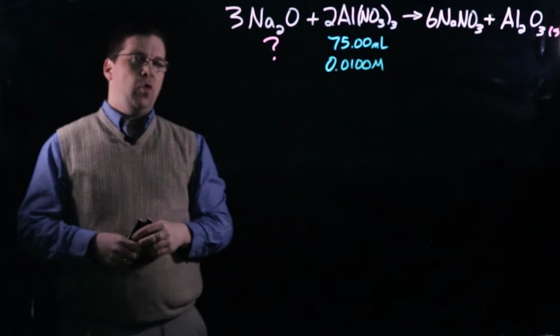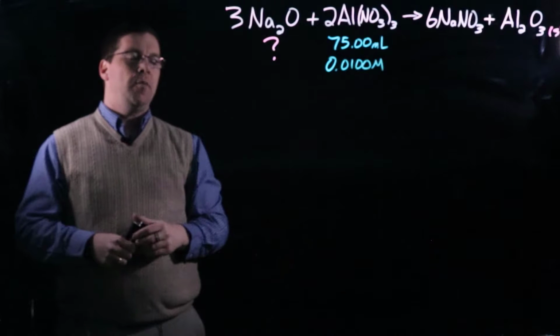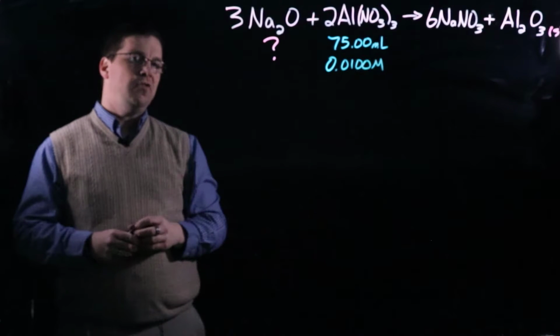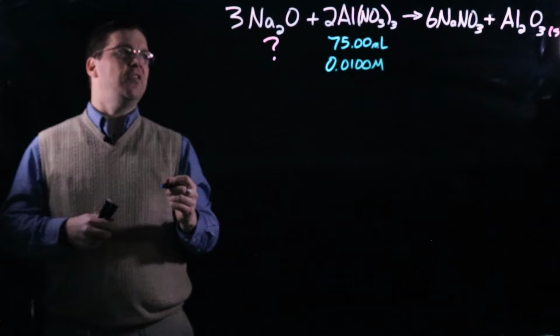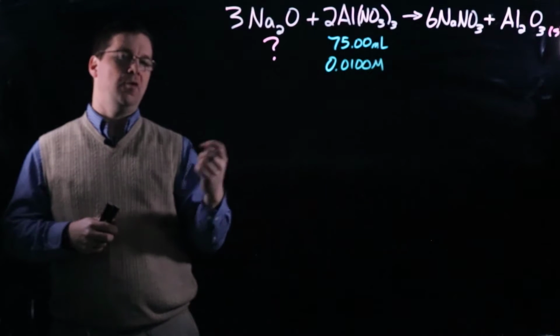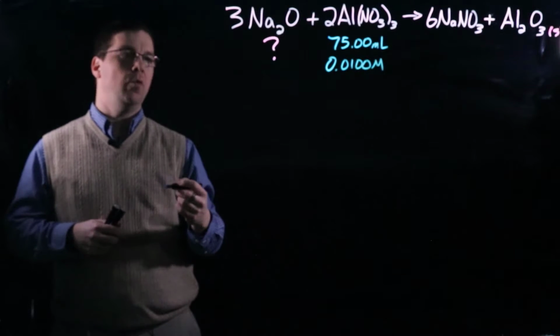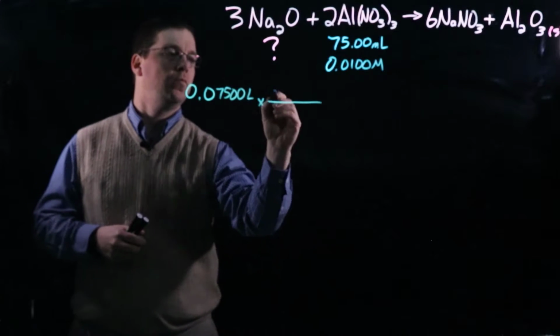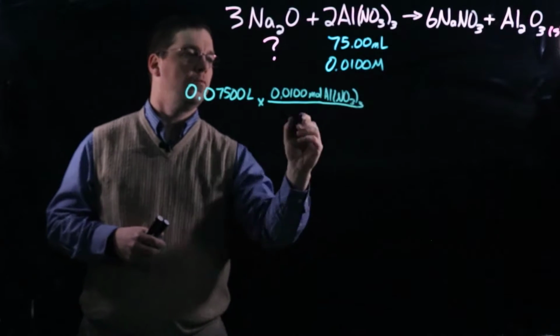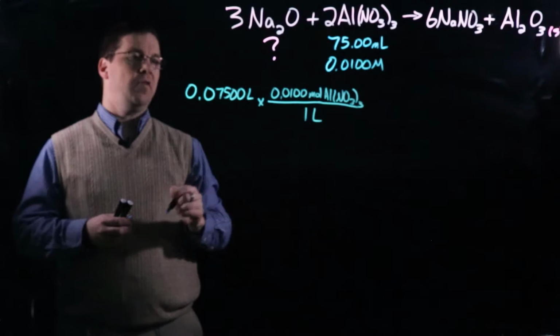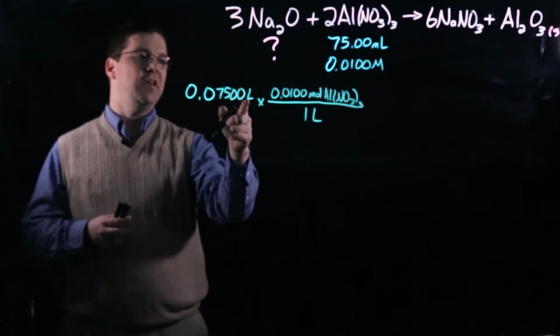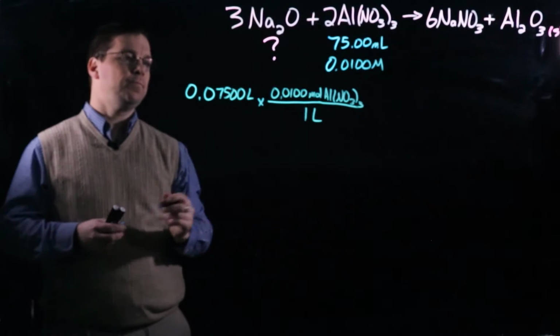So if we're going to answer this question, we need to first start out by determining how much of that aluminum nitrate we actually have. So to begin, we're going to take the volume and we're going to multiply it by the concentration to get moles. You'll notice that I converted the milliliters into liters, from the 75 milliliters, so that the liter units will be able to cancel out.